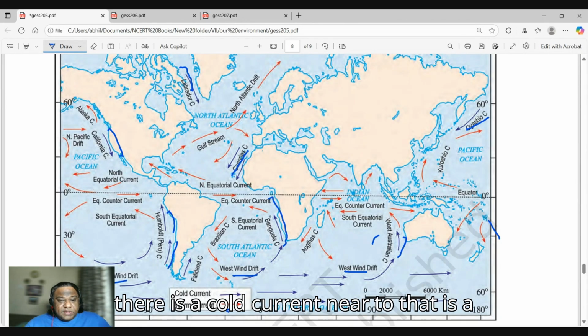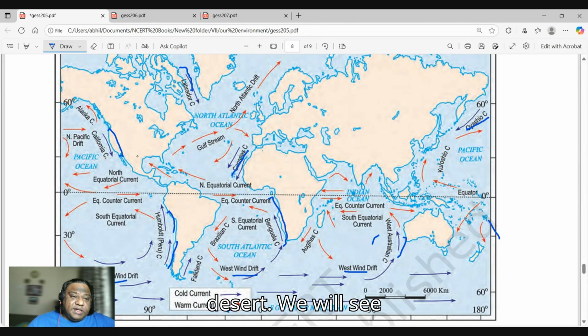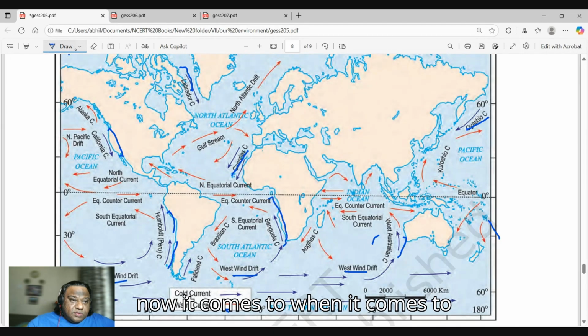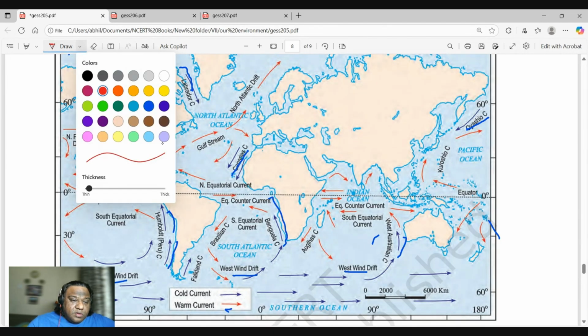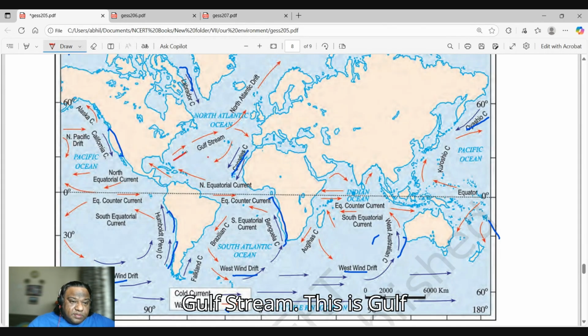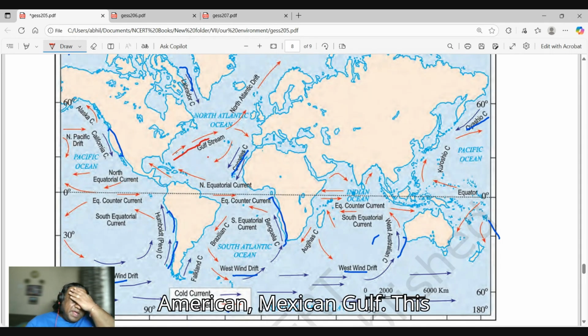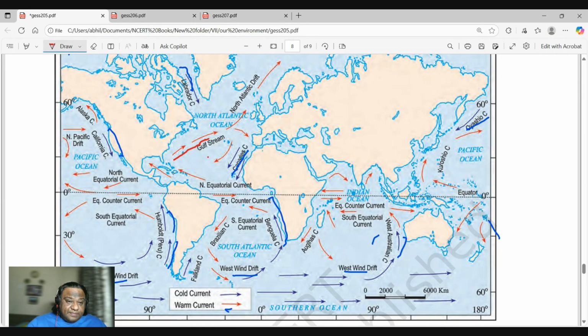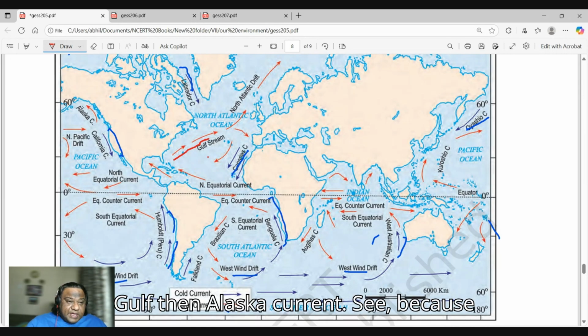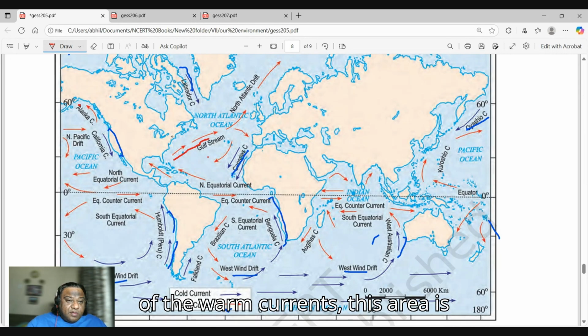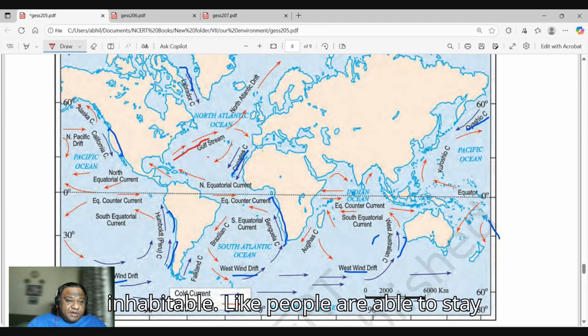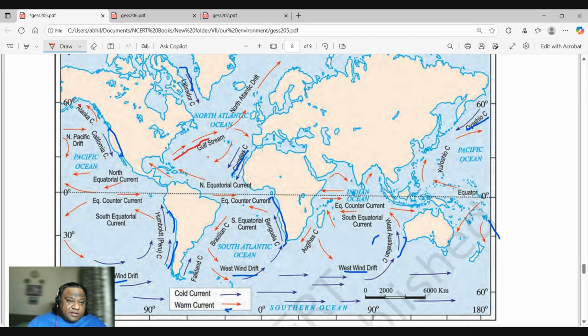So basically, wherever there is a cold current, near to that is a desert. We'll see this observation in the map. And now when it comes to warm currents, it is the Gulf Stream. This is the Gulf Stream. The Gulf is here, the American Mexican Gulf. Then the Alaska current. See, because of the warm currents, this area is inhabitable, like people are able to stay.